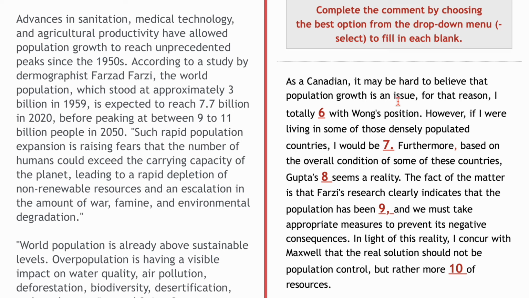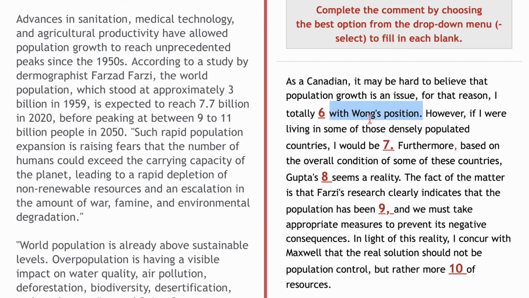Because Canada is such a big country, second largest in the world, second or third, huge. And our population is only 40 million. I do believe that Canada is a country of the future, and this is why we have such a huge immigration program. Okay? For that reason, I totally [blank] with Wong's position.